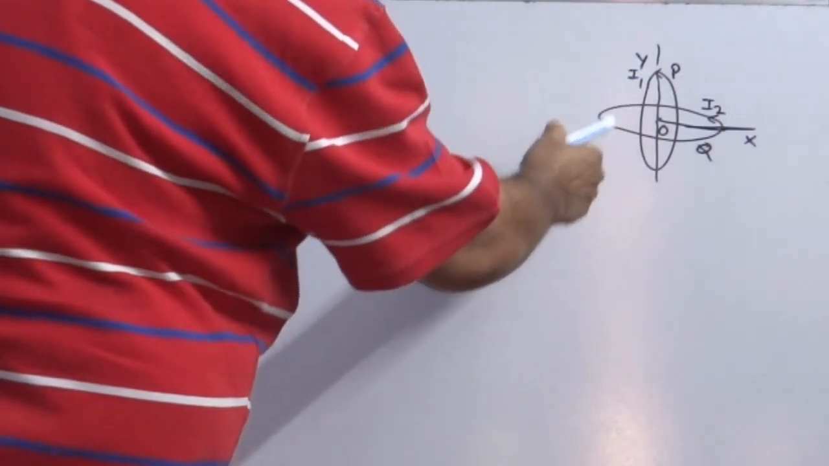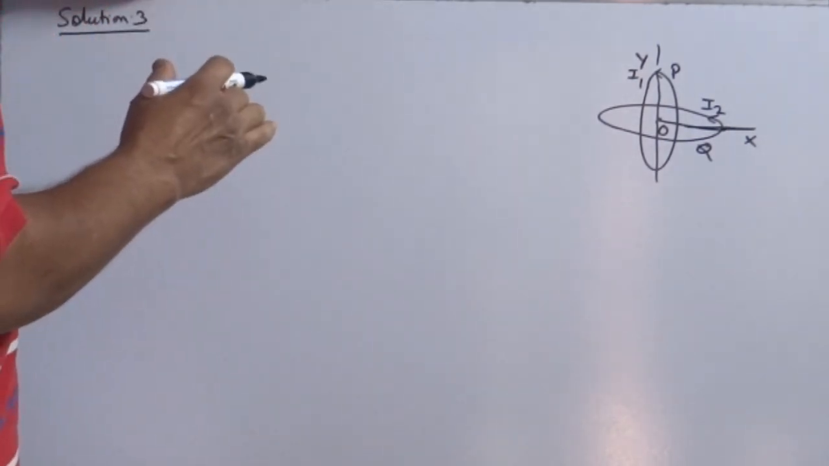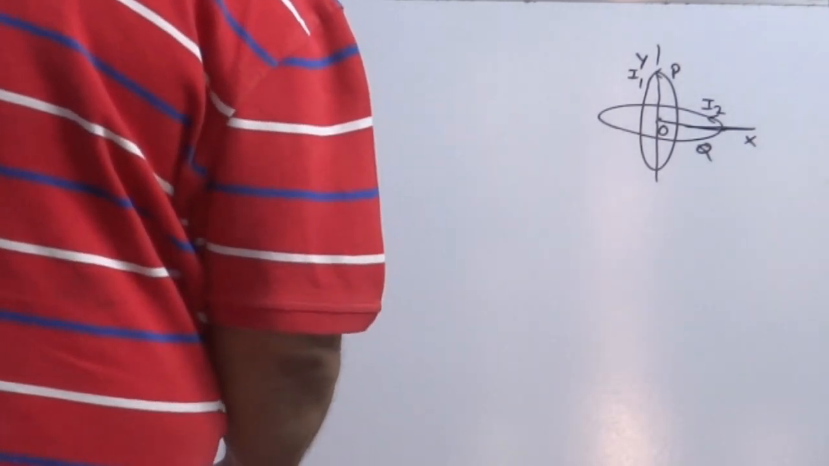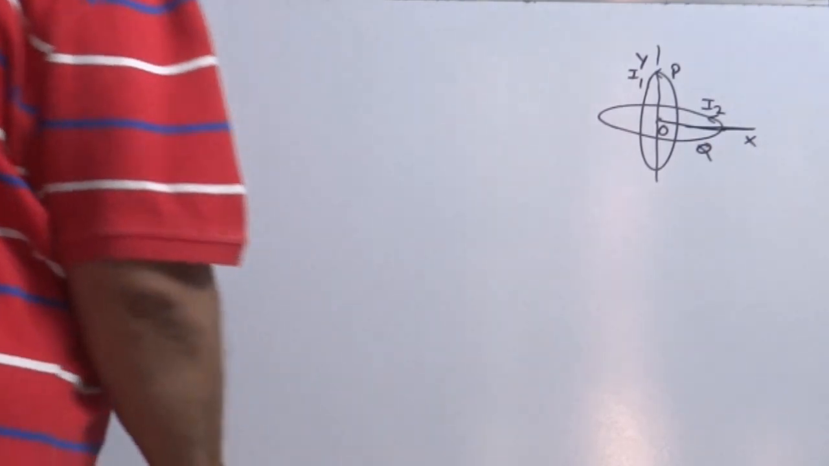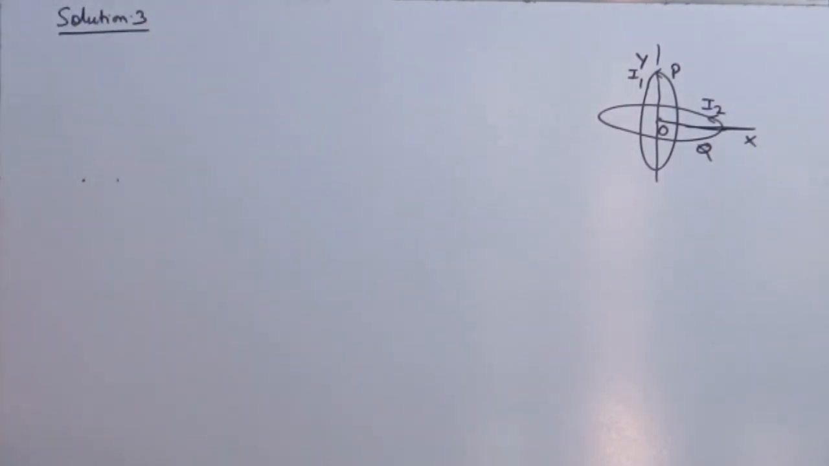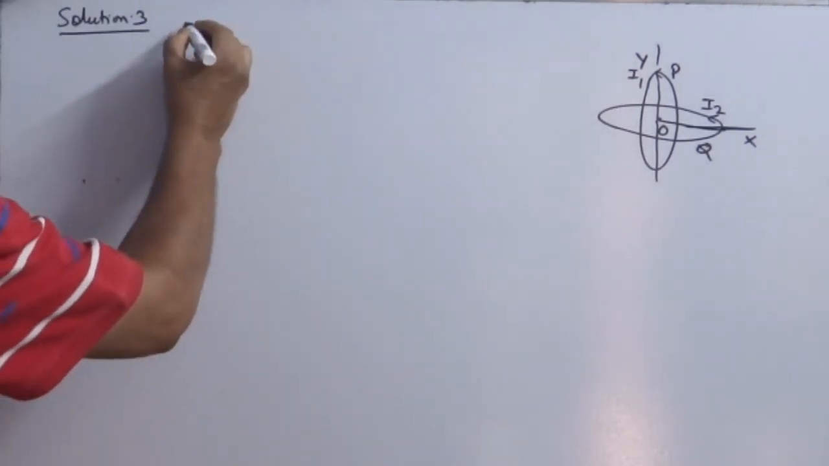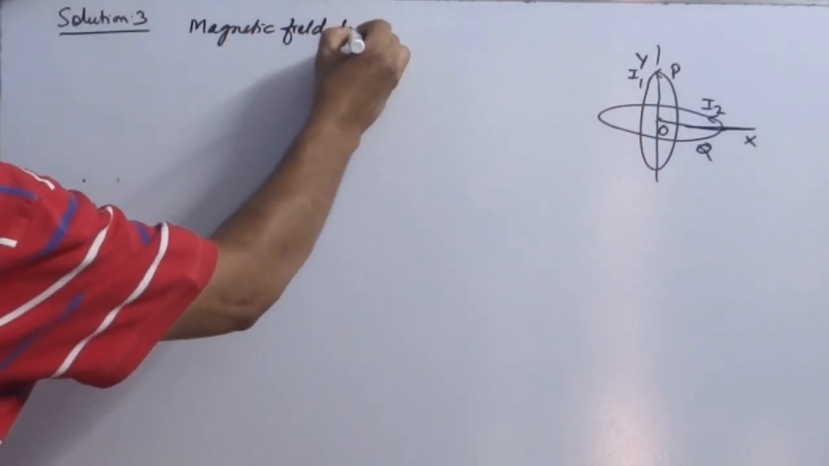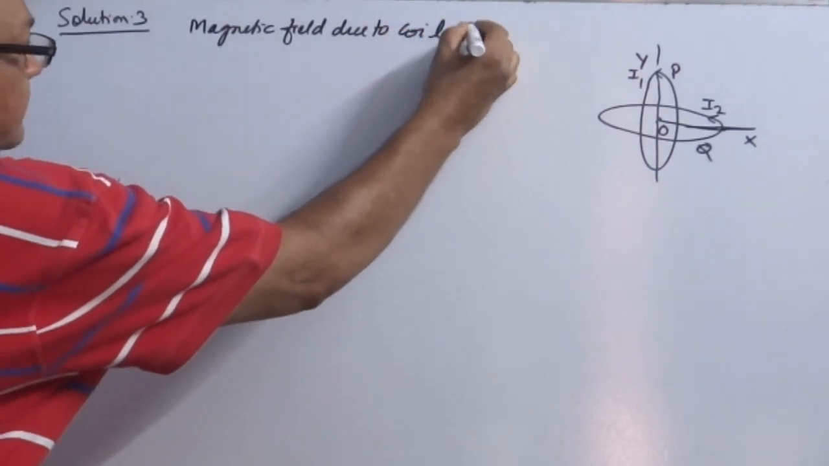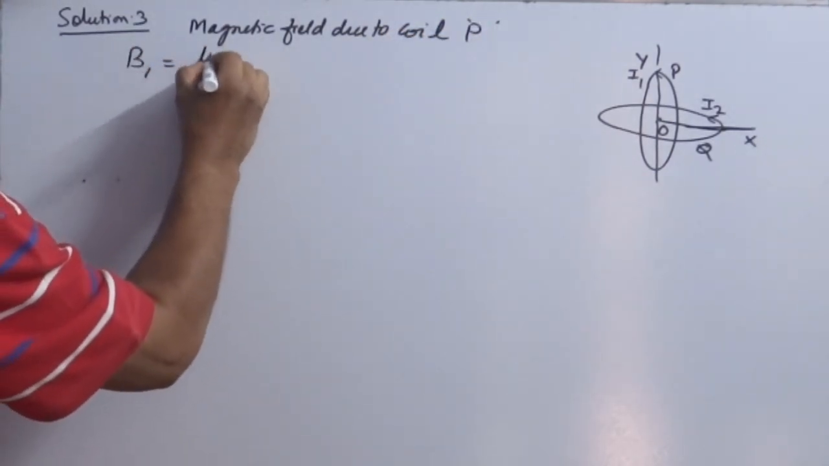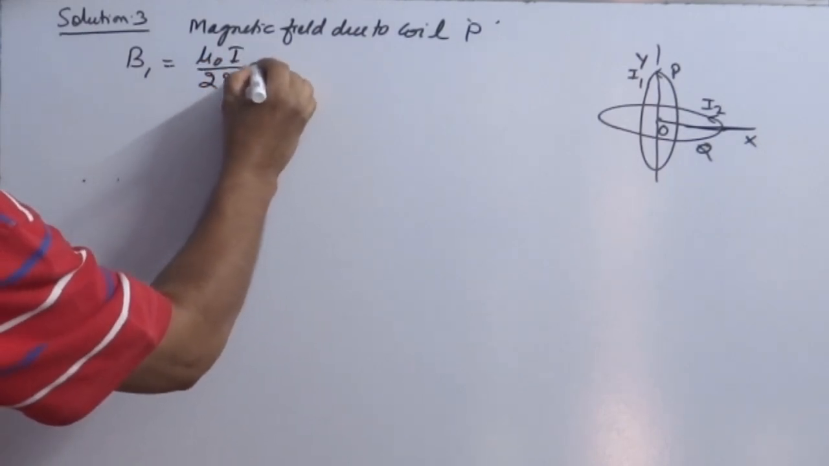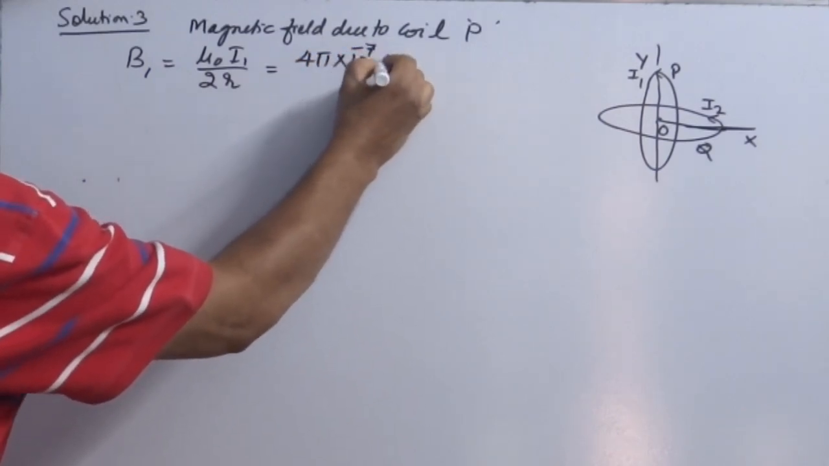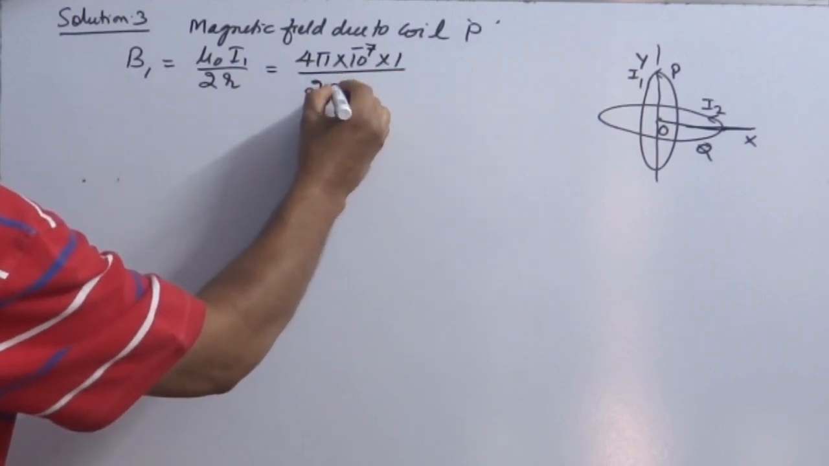Only since the coils are placed in perpendicular planes, one is in XY plane, another is in YZ plane, it means the magnetic field produced by these coils will also be in perpendicular direction. So magnetic field due to coil P, B1 is equal to mu naught I1 over 2R, that is 4 pi into 10 raised to the power minus 7 into 1.